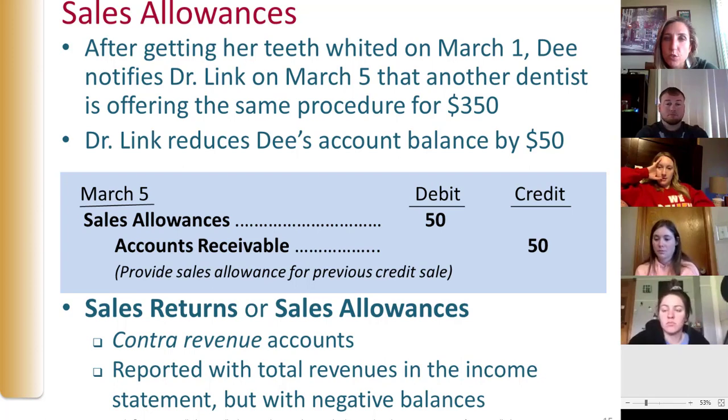So that's what this journal entry is talking about when we had the example in the 10 a.m. class about getting your teeth whitened. I think somebody in that class said they had done that. Yes, it was Callie. I remember.